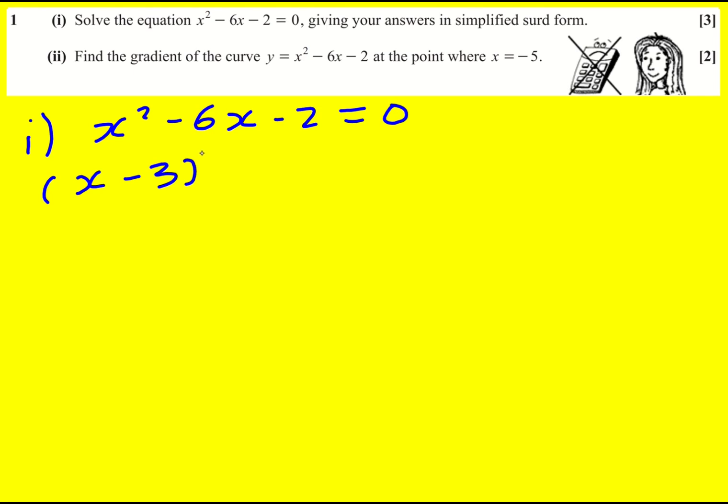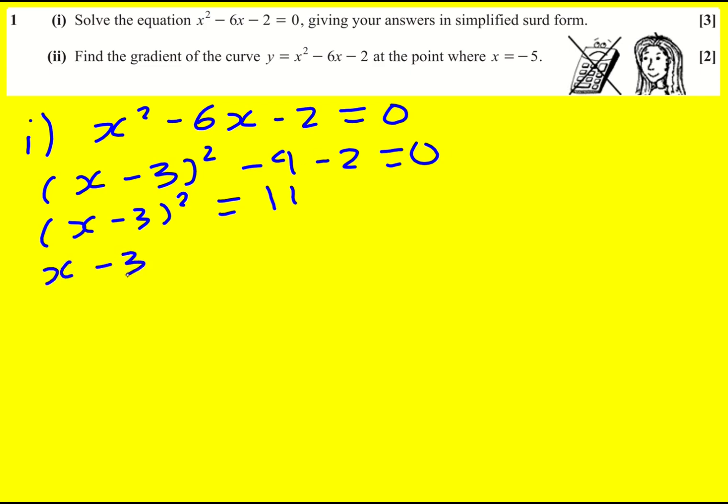x minus 3 squared minus 9 minus 2 equals 0. I have the minus 6 to give me the minus 3, and I have the minus 9 because at the moment I've got x squared minus 6x plus 9. That's going to mean that x minus 3 squared is equal to 11, because this is minus 11, add it to both sides. So x minus 3, if I square root, is going to be plus or minus the square root of 11. And therefore x is equal to 3 plus or minus the square root of 11.